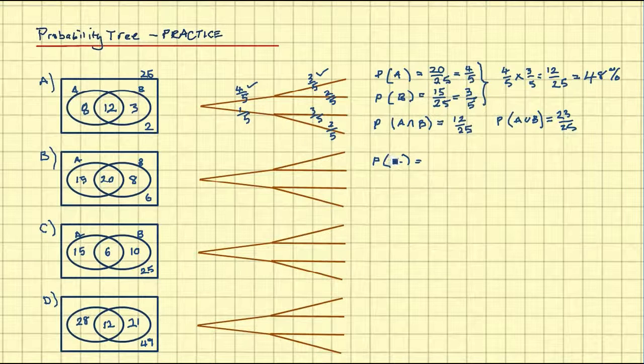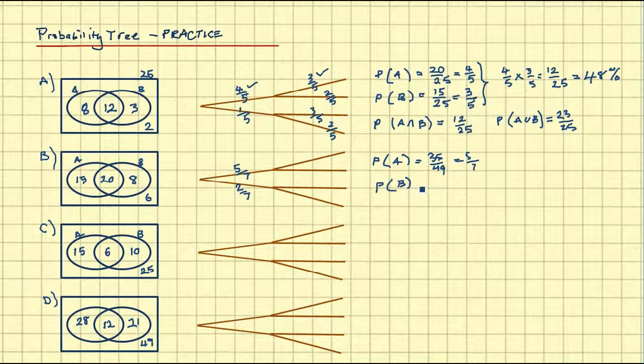Well, probability of A is, for my Venn diagram, 35 out of 49. And that will simplify. Both divide by 7, both are multiples of 7, so that's 5/7. So my first branch here has got to be 5/7, which means this branch must be 2/7.